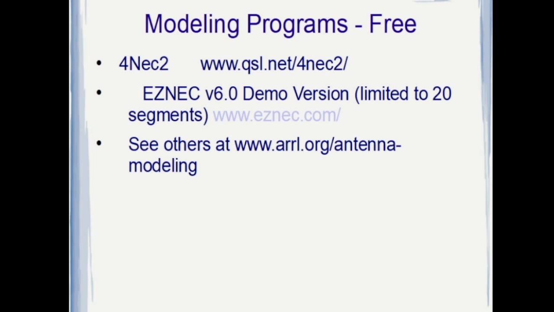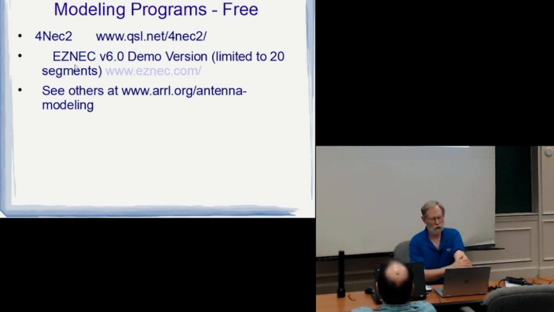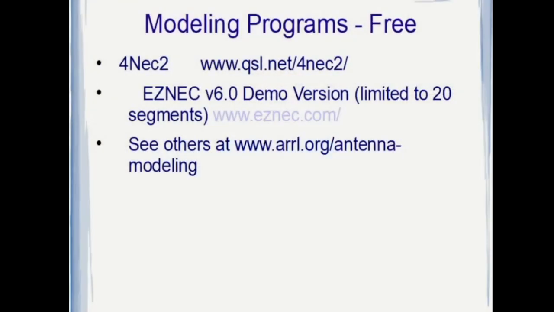The one that I'm going to use is called 4NEC2, and it's available at this URL. I like it because it's free, and hams are cheap, and it's free. There's another program which is available free, which is EasyNEC version 6 demo version. It has some limitations, which may or may not be relevant to the particular thing you're trying to model. Beyond that, there are a lot of other antenna programs, and I would suggest you go to this ARRL.org link to find out about anything else.